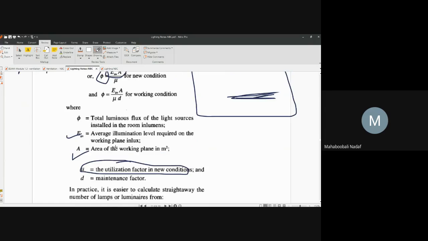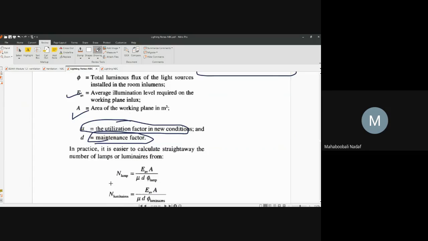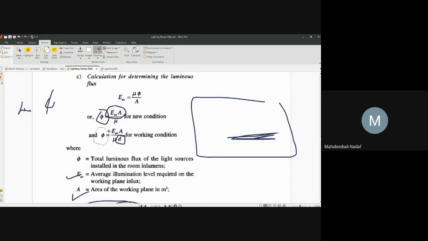Now, what is D? Whenever after some time, after 1 year, 2 years, this factor will come. It is called the maintenance factor. Generally, the maintenance factor can be taken as 1, 1.1, 1.2, depending upon the maintenance condition. Now, this is for one bulb calculation.